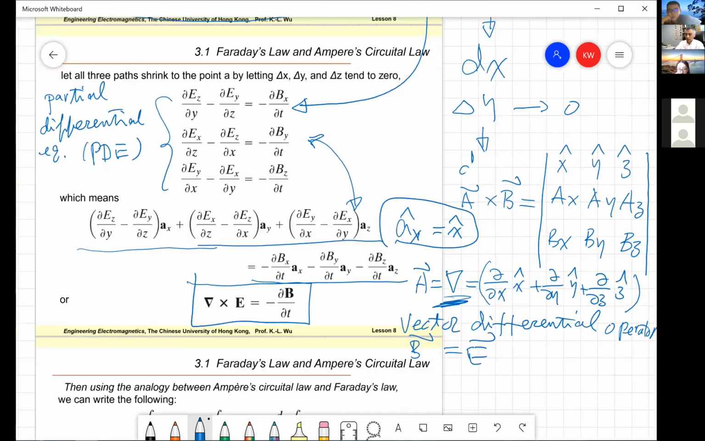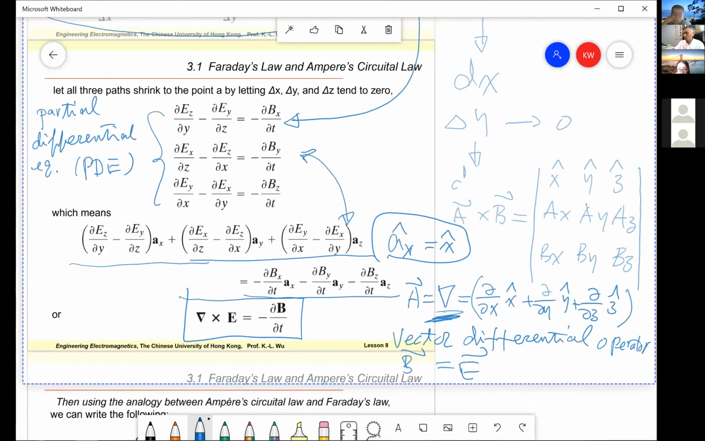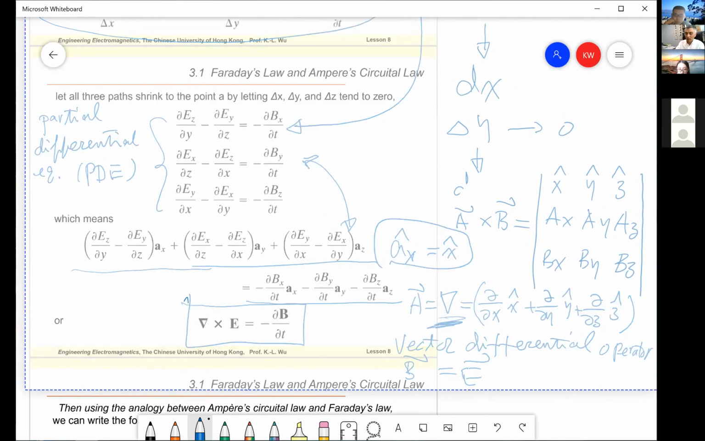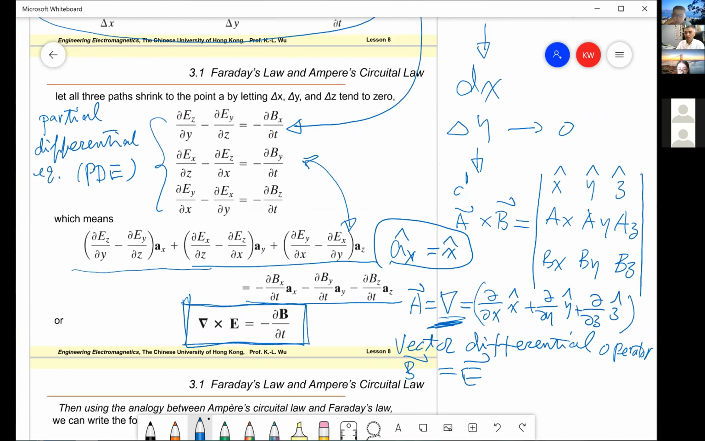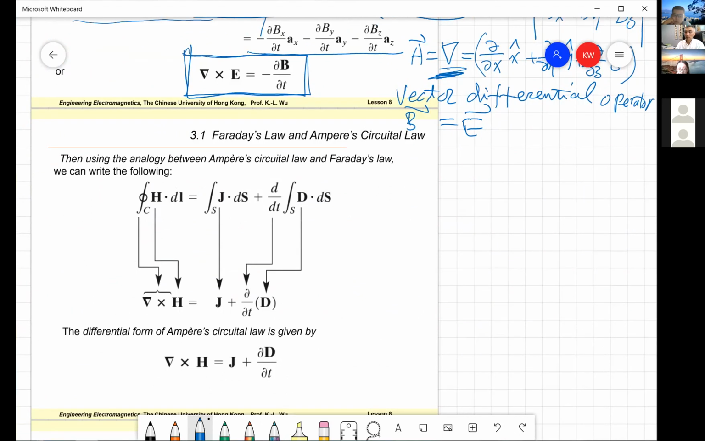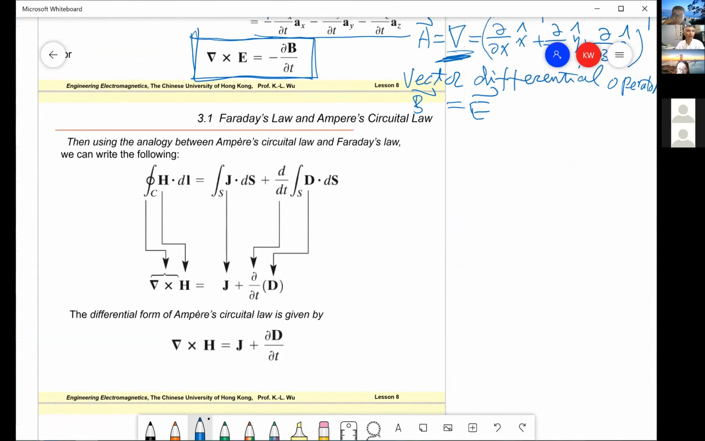Do you think this is much more compact, concise, or elegant than this? Of course. Now, I won't repeat this process anymore. What process? The process is how we relate a line integration of a vector with a flux, or surface integration, of a vector. This is what we did.